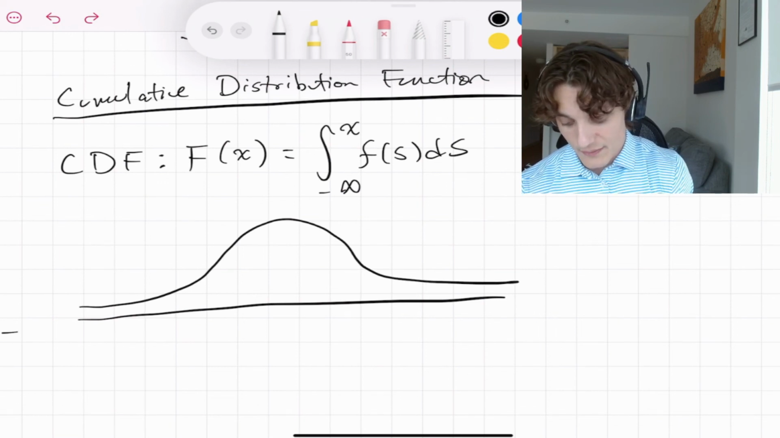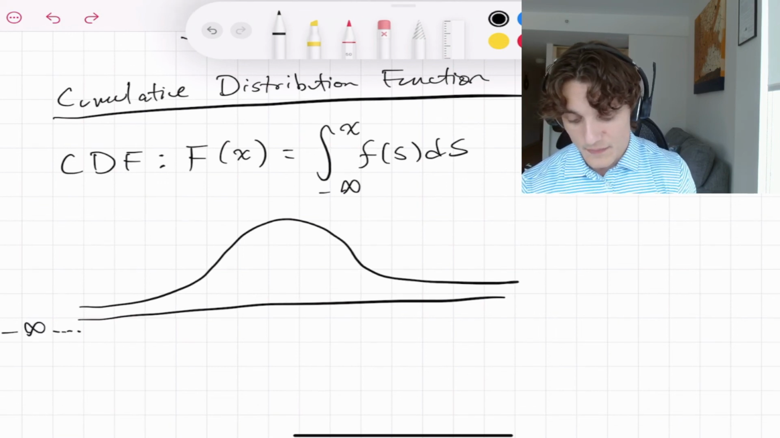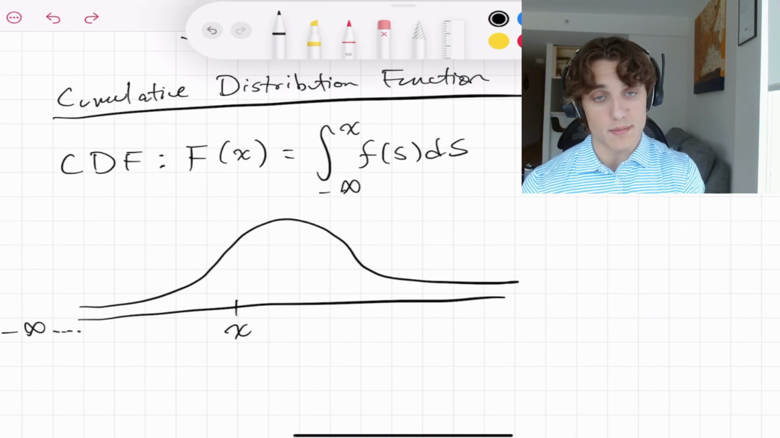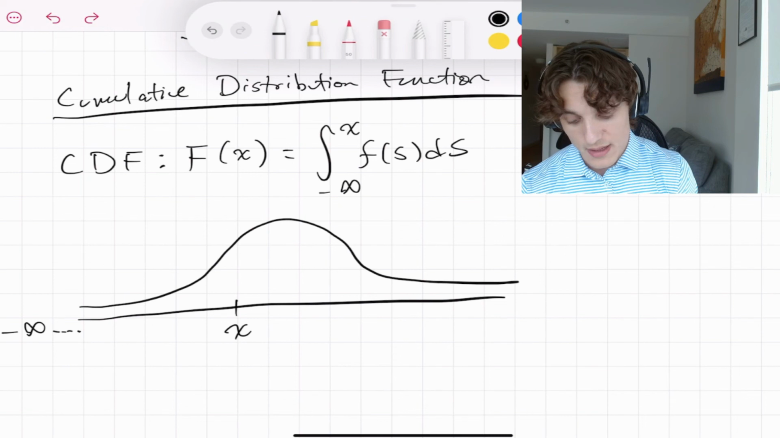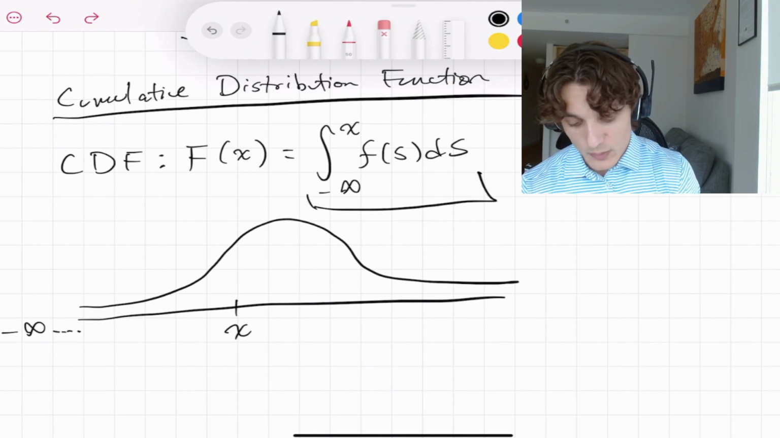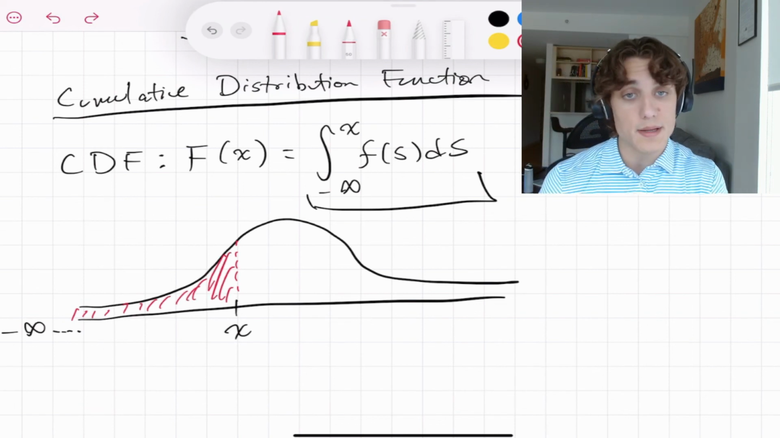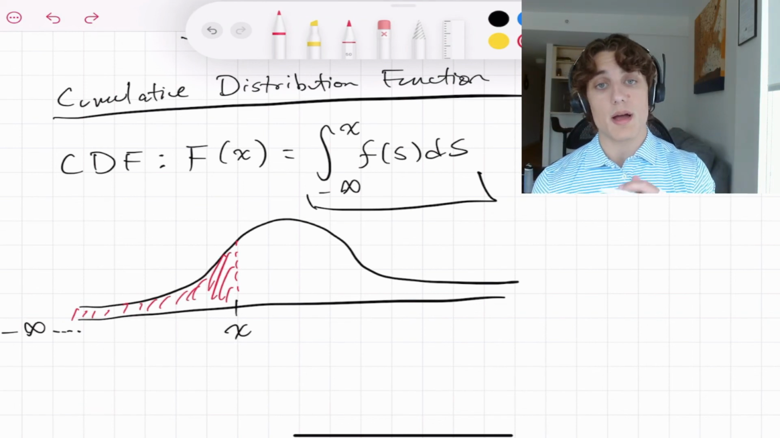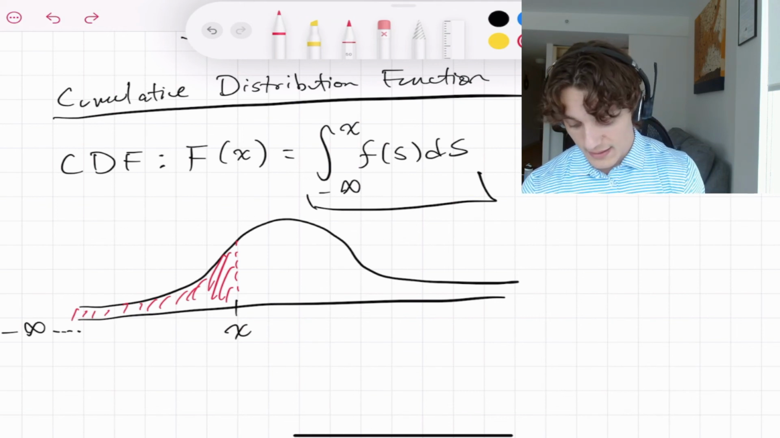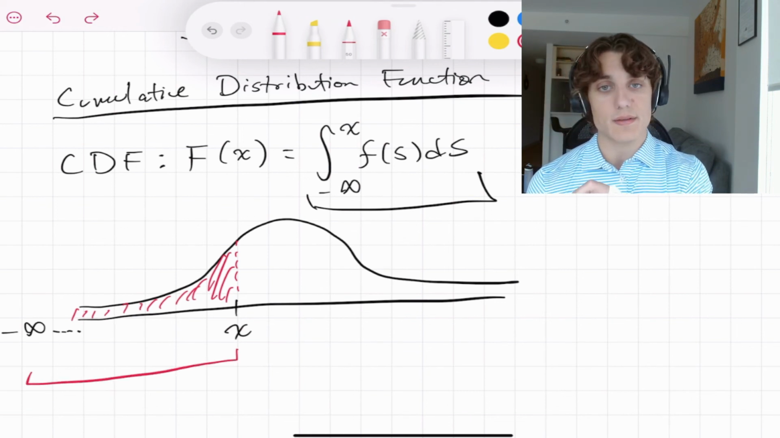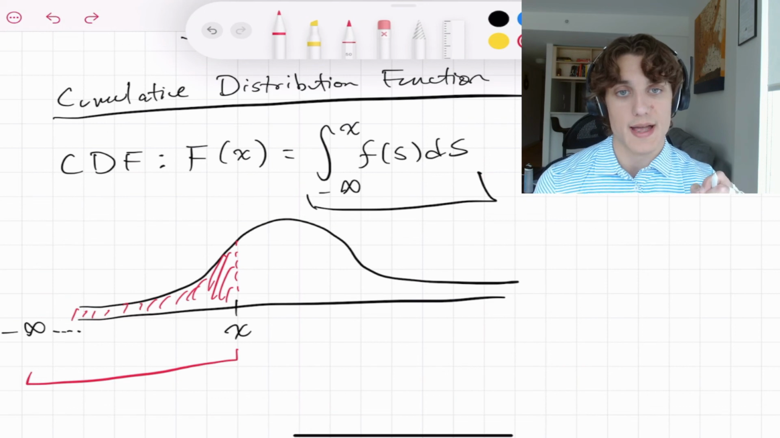So if we have negative infinity all the way out here, and we specify x to be some value maybe right here, right below the mean, then if we were to solve this integral, we would get the area underneath the curve, and that would give us the probability that an outcome of x falls within this range, this negative infinity to this little x value.